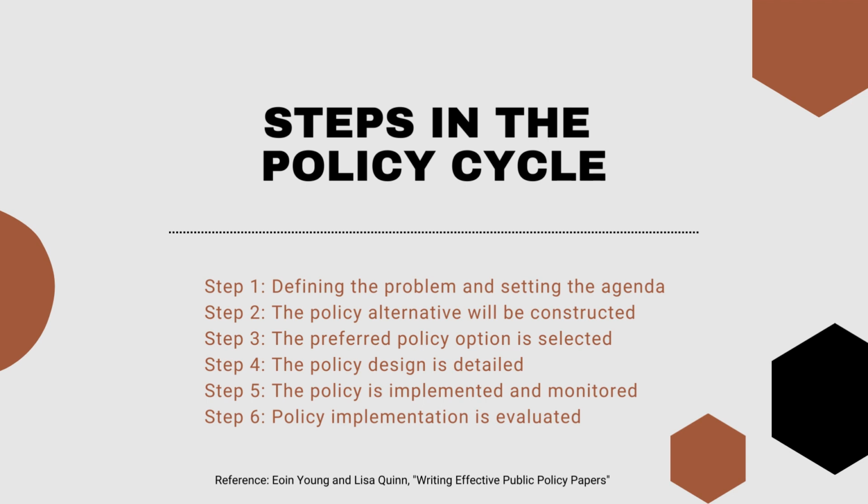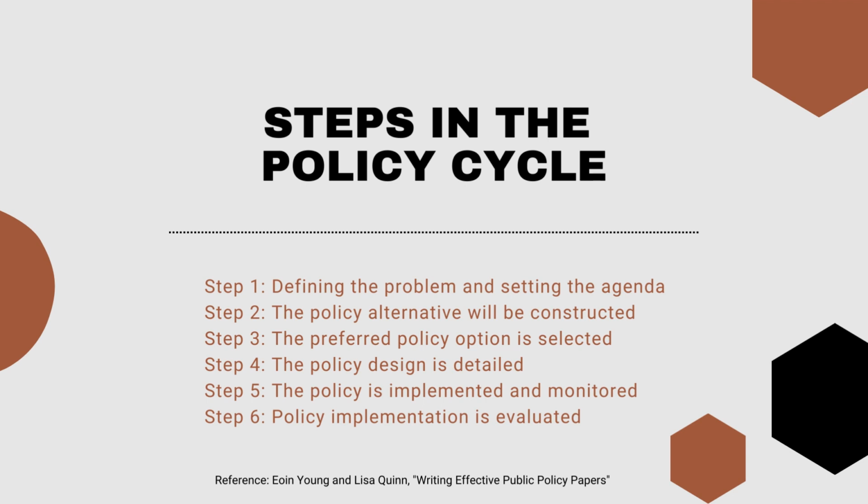Step 2. The policy alternative will be constructed. Once the policy landscape is thoroughly analyzed, policy options can be considered and then formed. In this step, an elaboration on what is being done and what is being suggested will appear. Step 3. The preferred policy option is selected. Here, an evaluation of the preferred policy option will take place based on effectiveness, efficiency, equity, feasibility, implementability, and flexibility and probability.